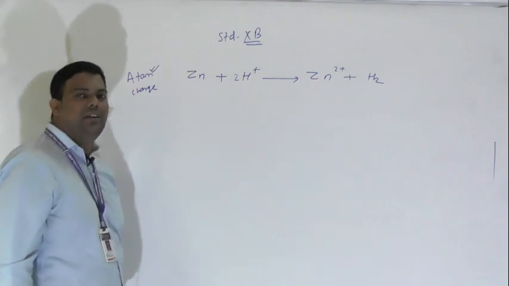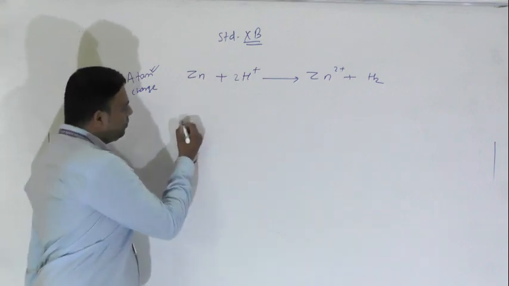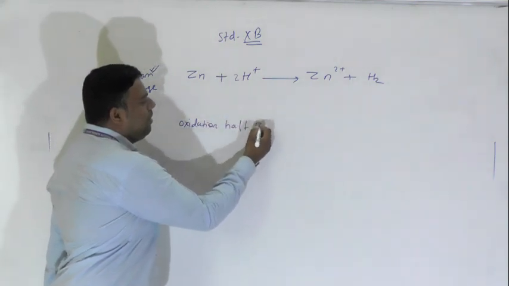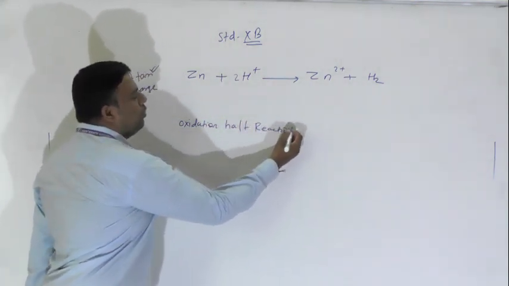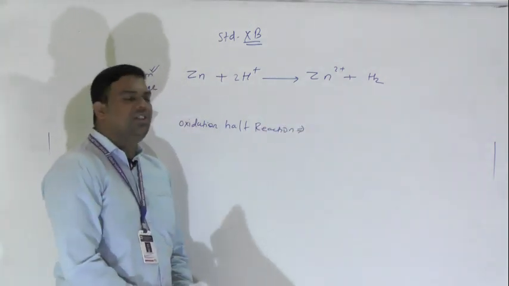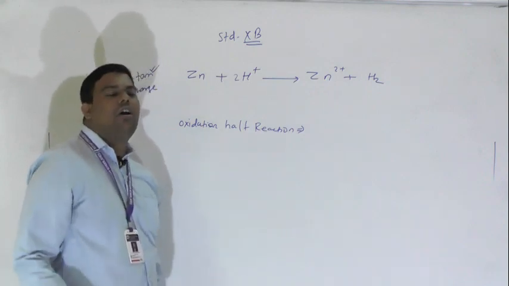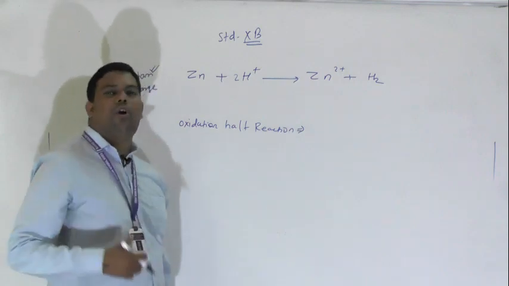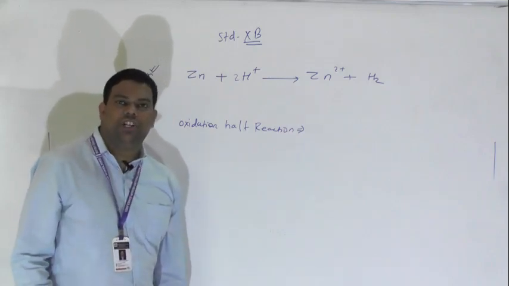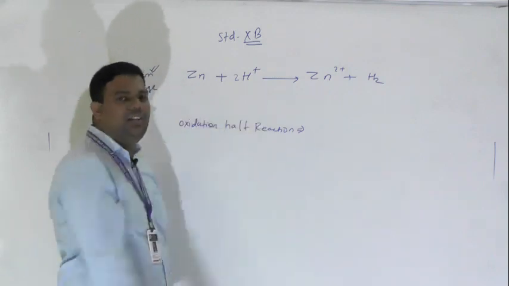Now how can we write the oxidation half and the reduction half? Oxidation half reaction. As you know, according to our old concept, oxidation is addition of oxygen or electronegative element. According to our modern concept, it is loss of electrons and increase in oxidation number. So see the oxidation half reaction for the above reaction.